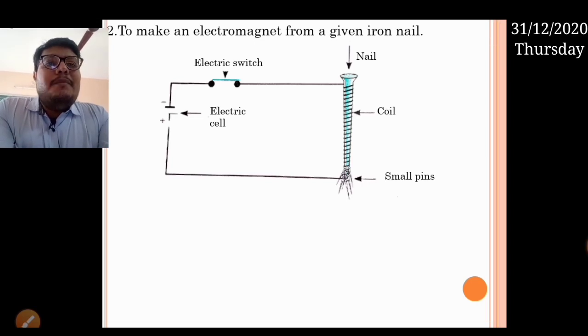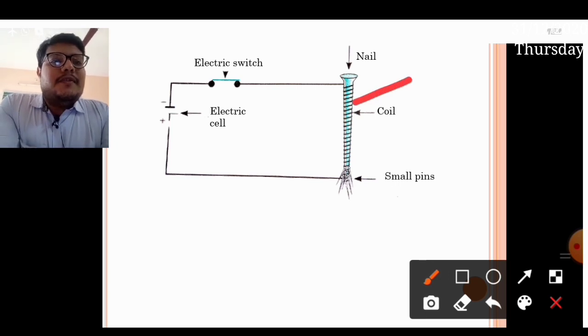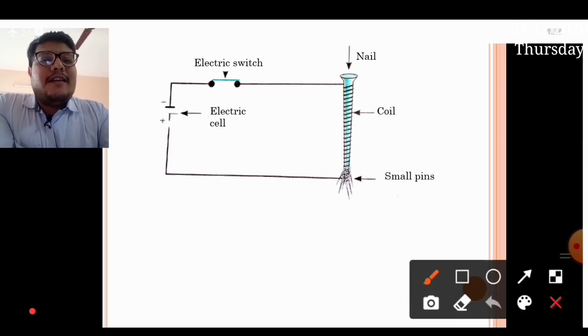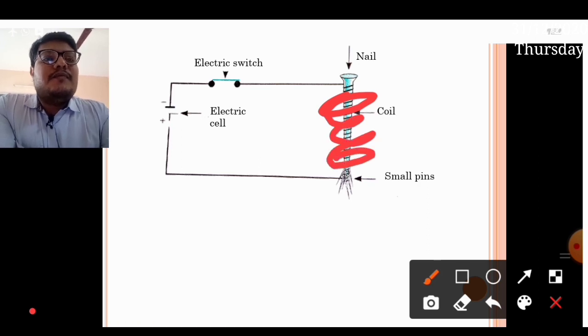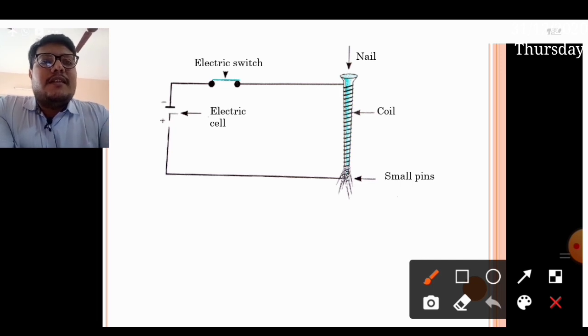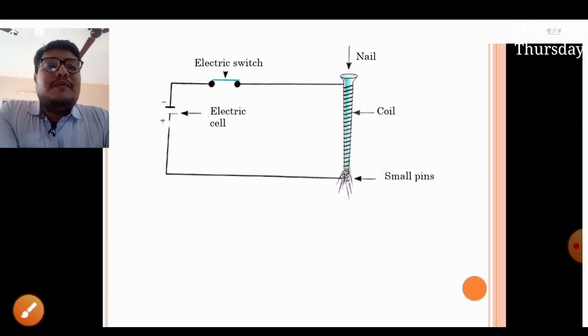Look here, to make an electromagnet from given iron nail. Now here what we are going to do, we are able to see here, this is your nail, right, and this is wire, coil like wire. Now how it is, wind like this, like coil, on the nail, right? And this is your electric circuit, this is your switch, right, and this is your cell. Okay, and here small nails are there, right? Now what will happen with this practical? Let's see.